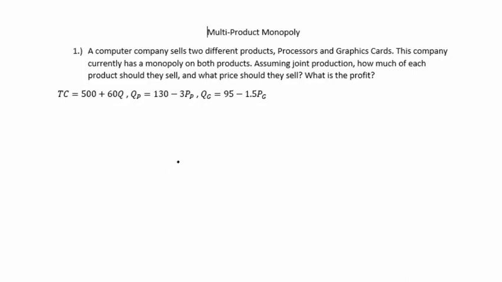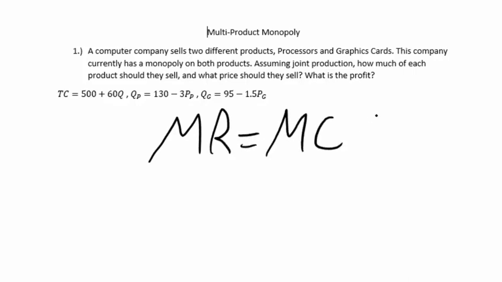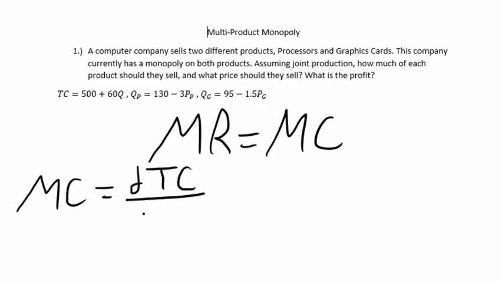What we're going to do is follow the profit maximization rule of marginal revenue equals marginal cost, and we need to find our marginal revenue and our marginal cost. First up, we can find our marginal cost, and marginal cost is found by taking the derivative of the total cost function with respect to Q. By taking that derivative, our marginal cost is just 60.